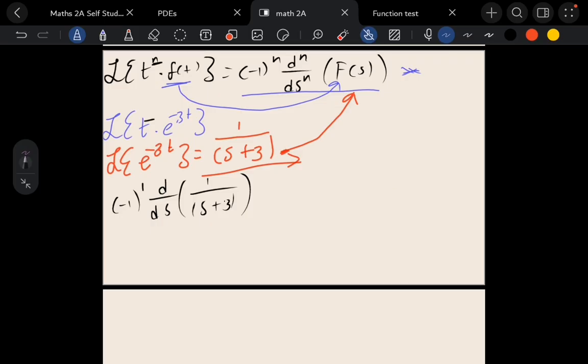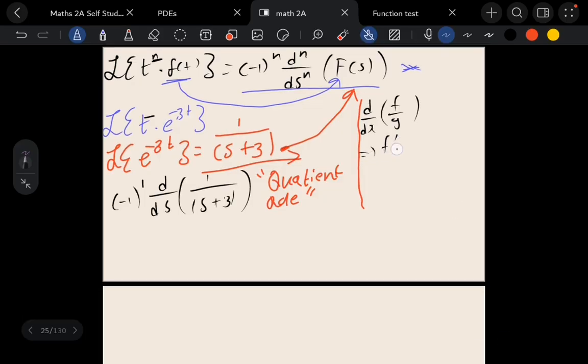Now, to derive this, we need to use something called the quotient rule. How did we perform the quotient rule? I'm just going to show you here. d over dx in bracket f over g. To derive this, we said it's f prime times g minus f times g prime, divided by g all squared. So this is the quotient rule.